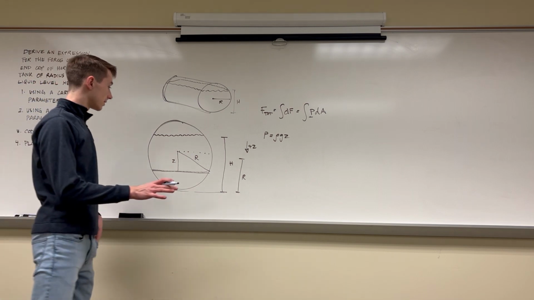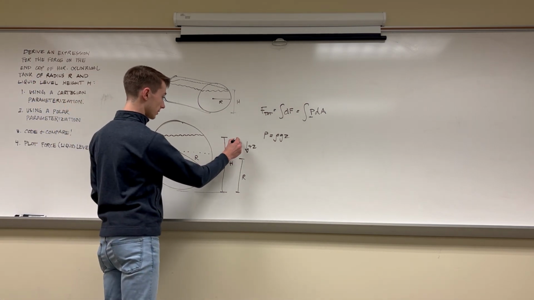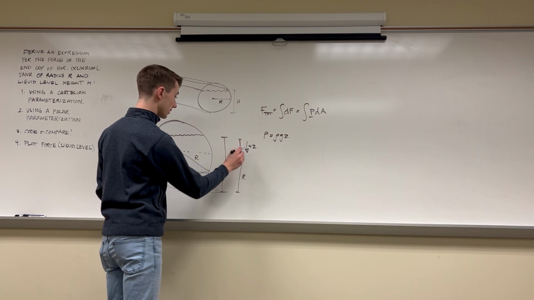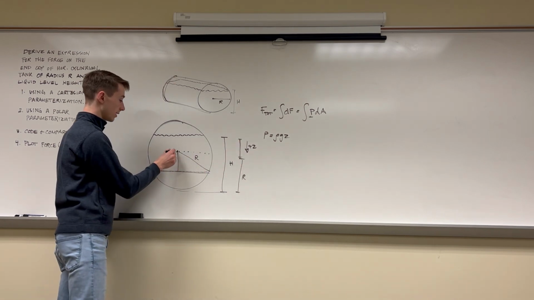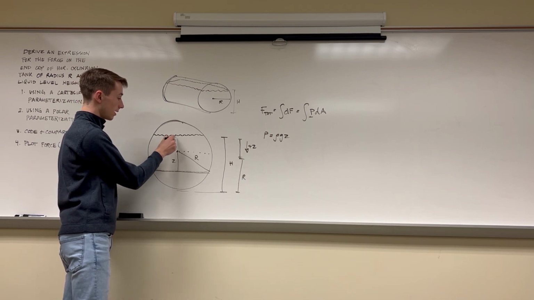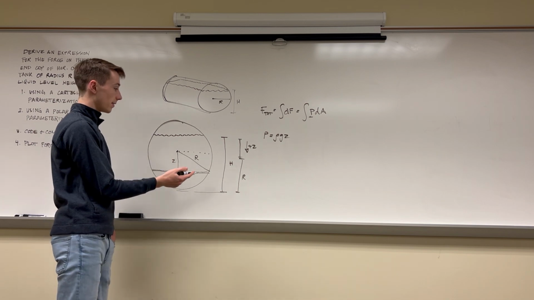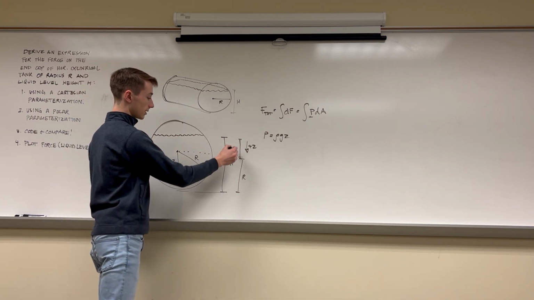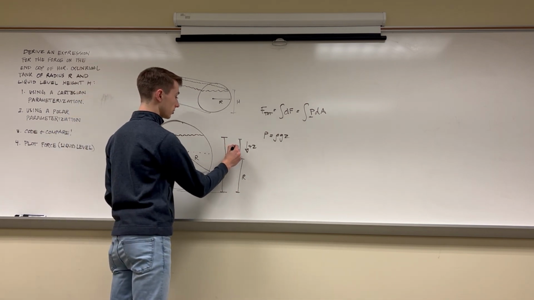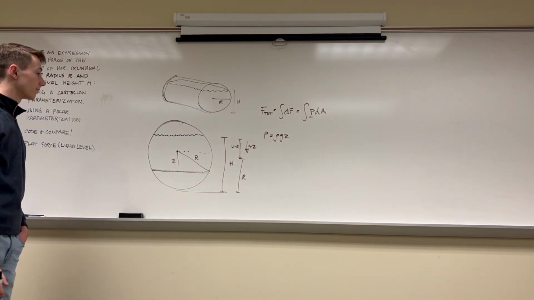Now, to define our axes here, it's going to make it a little bit easier on us. We have to remember that this is the center of the tank, and this is the liquid level height right here. Since z going down is in the positive direction, this distance right here is h minus r. That's going to be helpful for us.